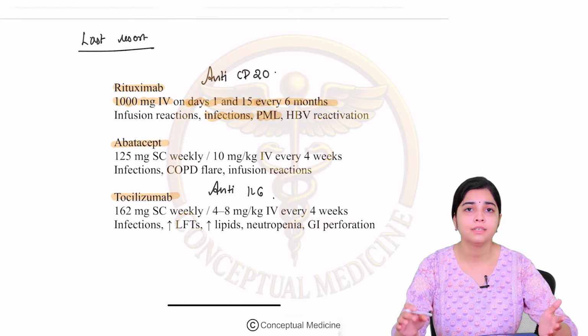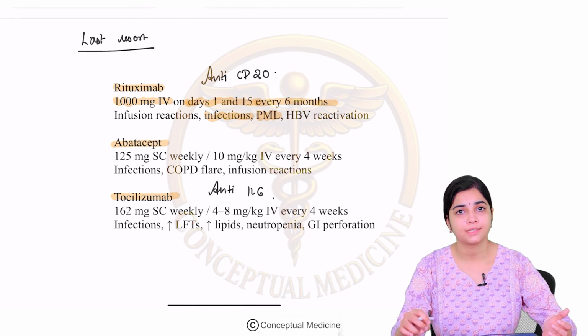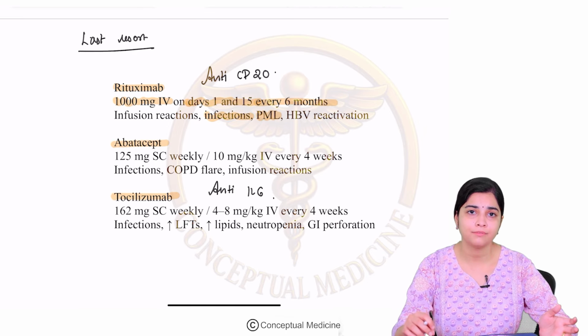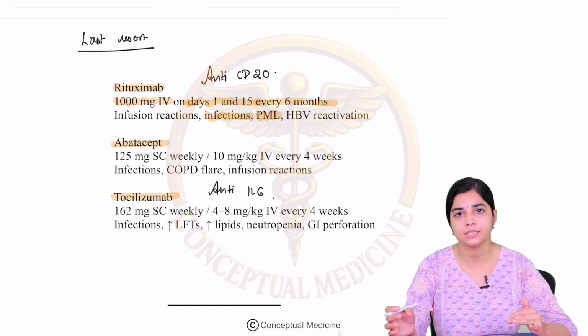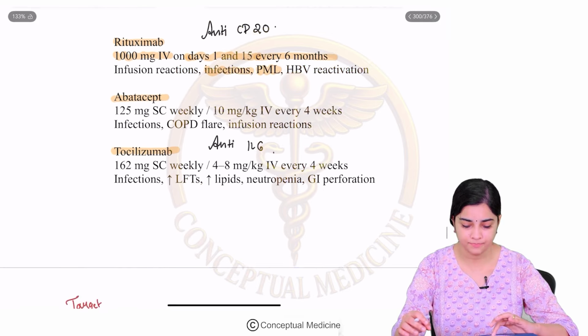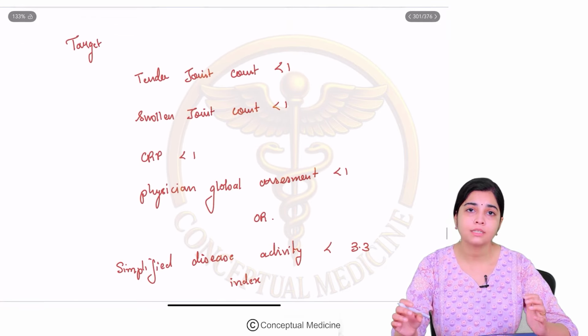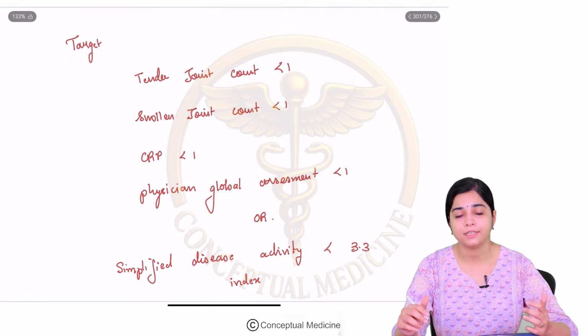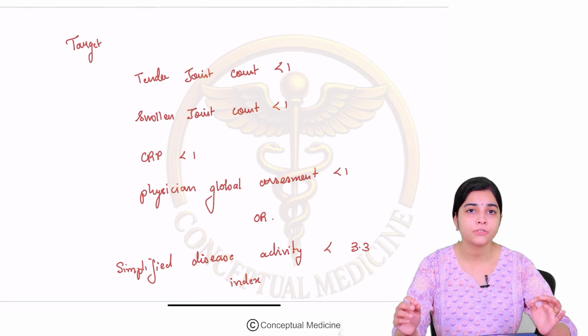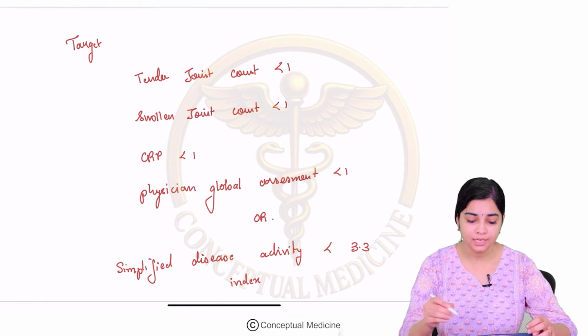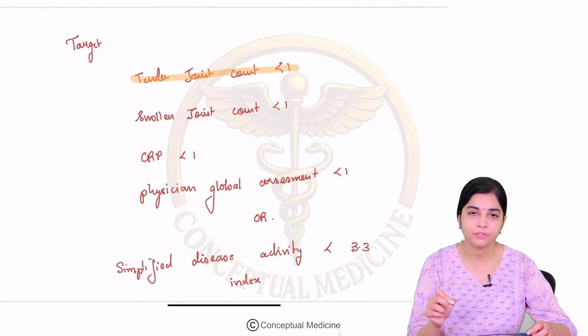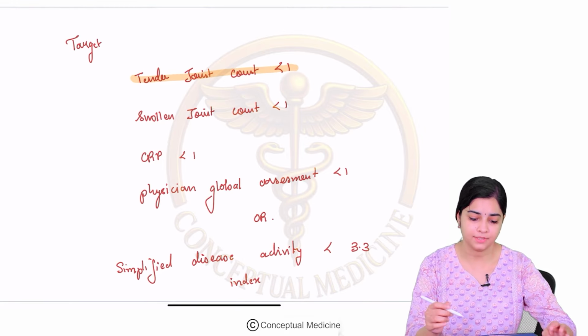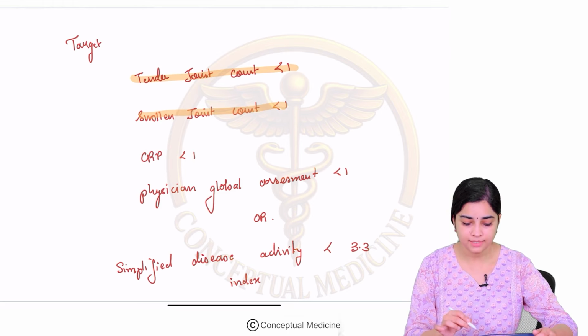So what have we learnt in the management of rheumatoid arthritis till now? We have learnt about conventional synthetic DMARDs, targeted synthetic DMARDs, and biologics. So what is the target whenever you speak about the management of rheumatoid arthritis? What should be our aims? Our aim should be a tender joint count of less than 1. When you examine the patient, how many tender joints are present? Then a swollen joint count of less than 1. Inflammatory marker should be less than 1.